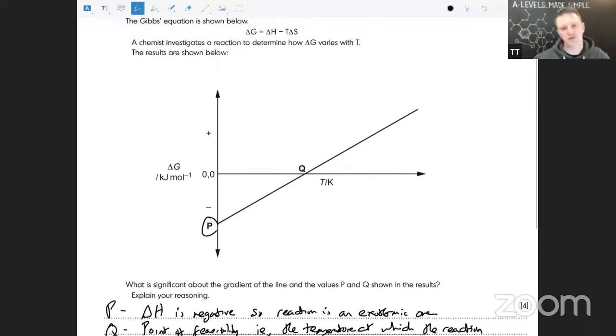How would this graph look different if there was a bigger increase in entropy for this reaction? How would this graph look different if there was a bigger difference in entropy?